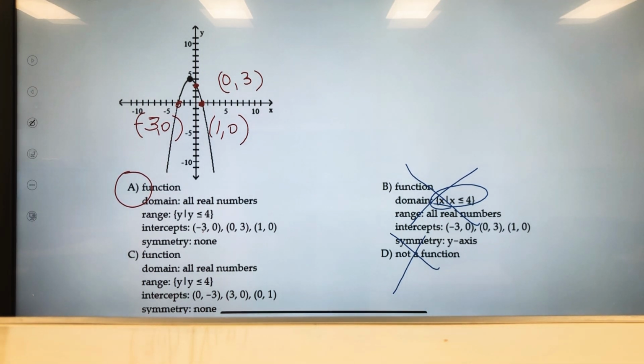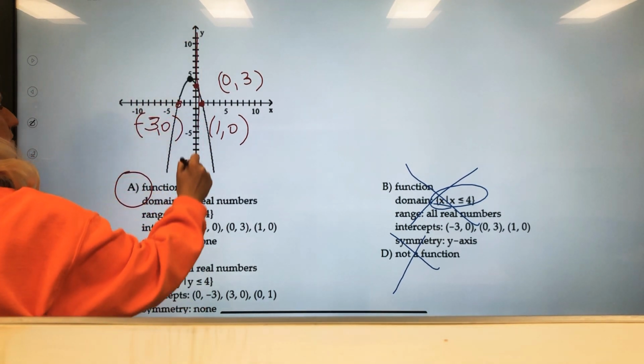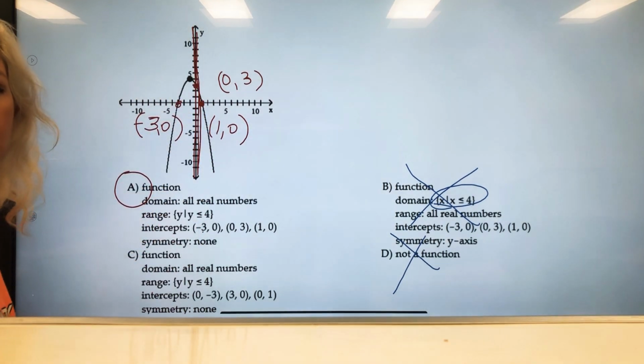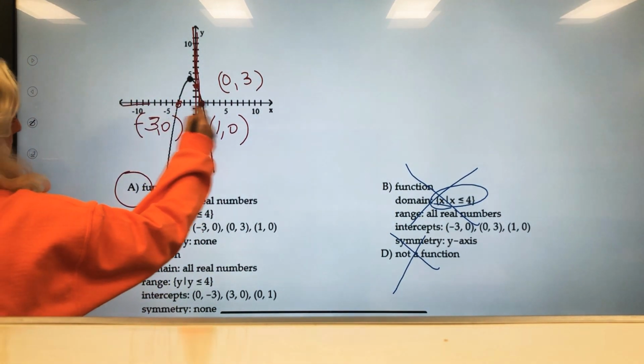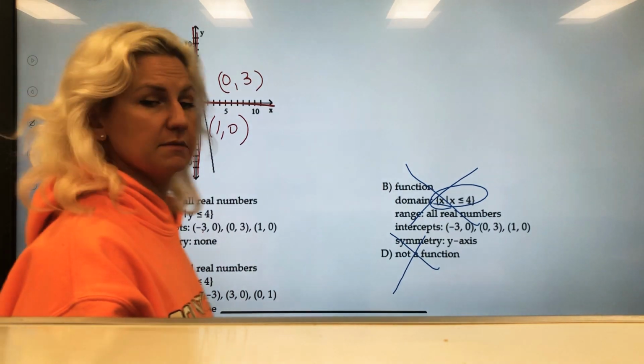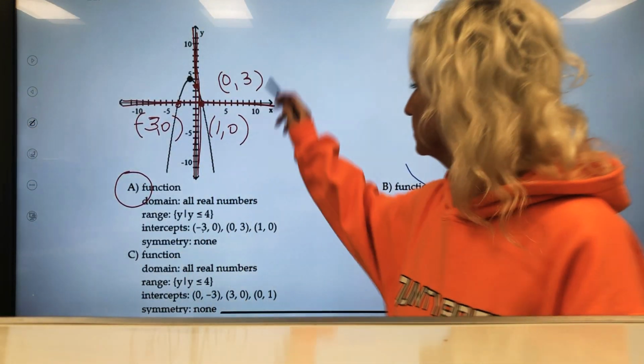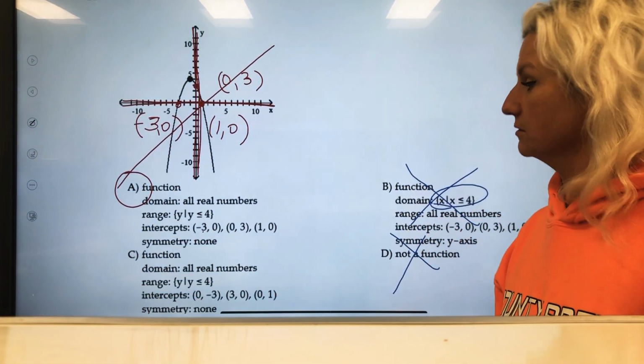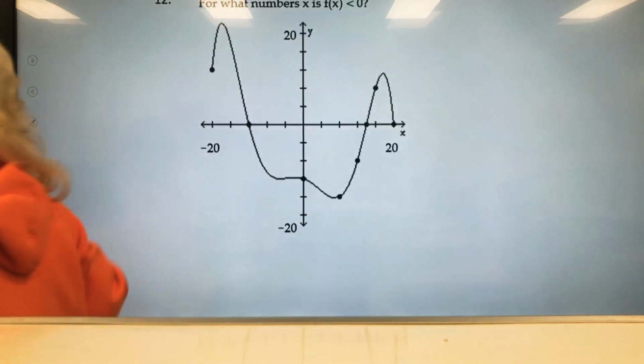Okay, symmetry, none. It's not symmetric about the y-axis because it's not centered there, right? It's not on the y-axis. It's not symmetric about the x-axis either, and it's not symmetric about the origin either, which would be the line here. So, neither. No symmetry.